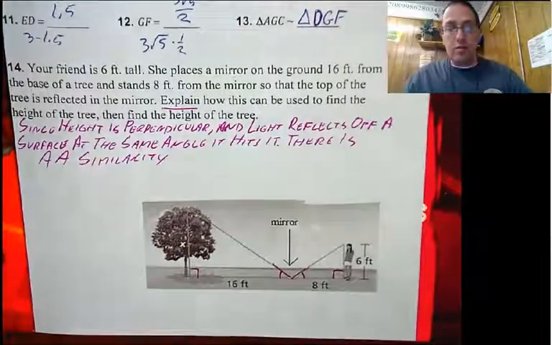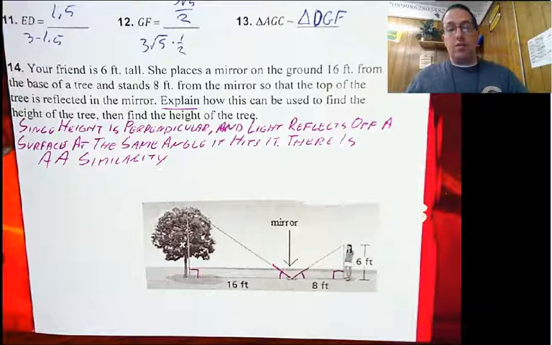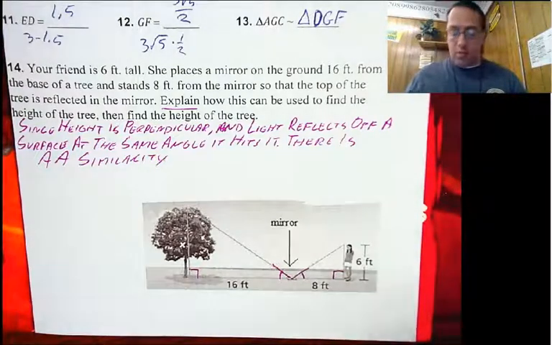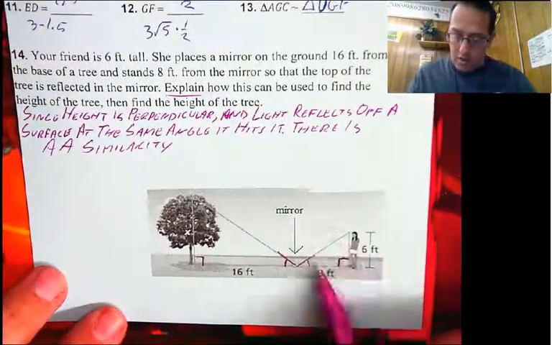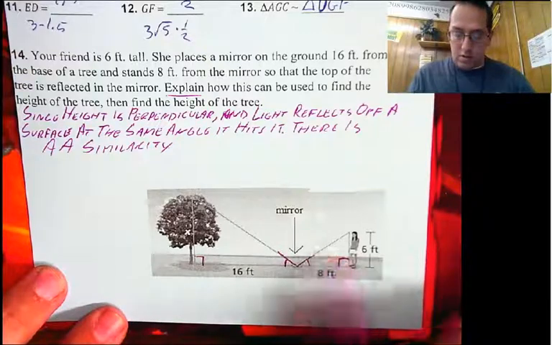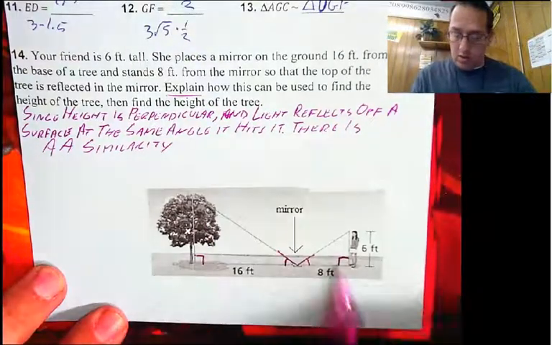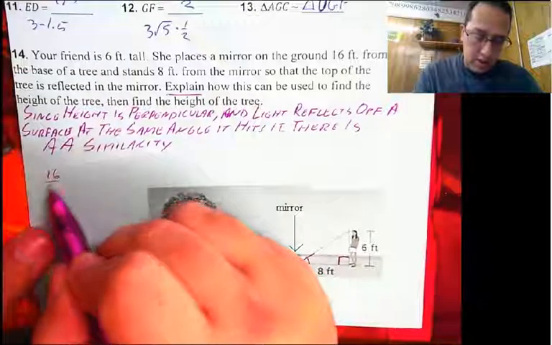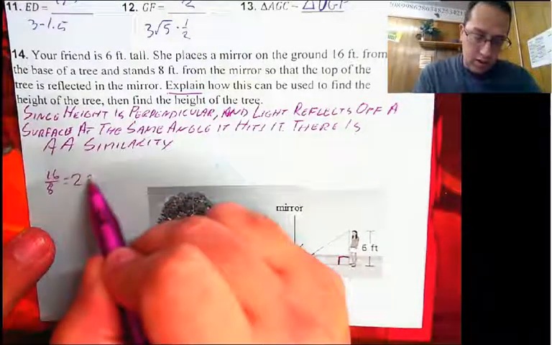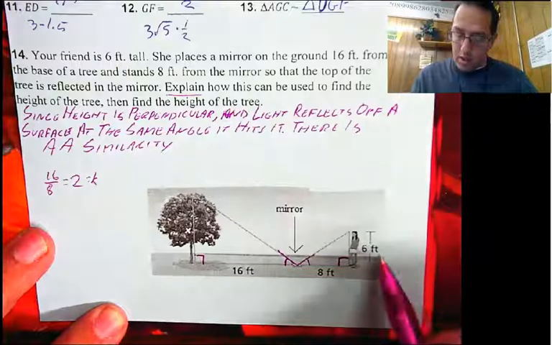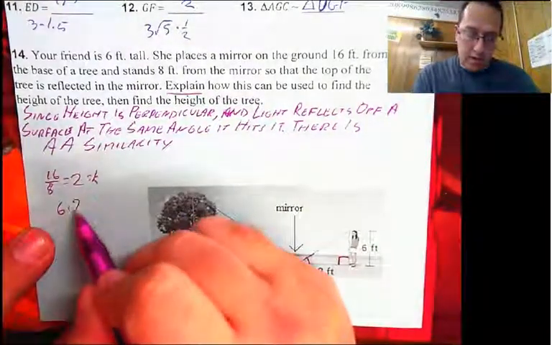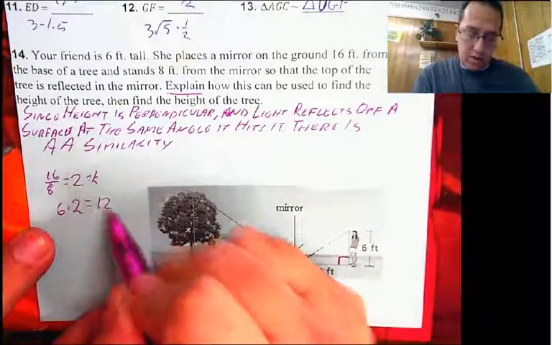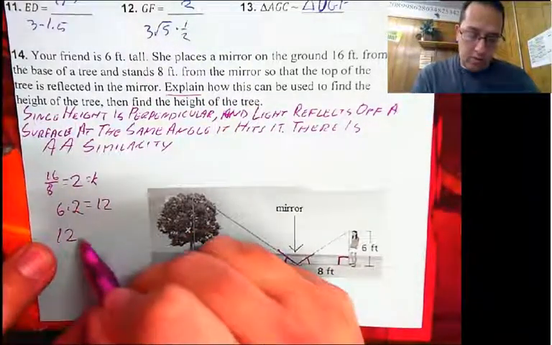And so now we can use either scale factor, or we can set it up as a proportion. And since the one on the front of this was a proportion, I'm going to use scale factor again just because this will actually have a nice scale factor. So I'm going from my friend's triangle here to that triangle. So it's going to be new over old. So that's 16 over 8, which is 2. That's going to be my scale factor. And then I can just take 6, the height of my friend, times my scale factor, 2, which gives me 12. So the tree is 12 feet tall.